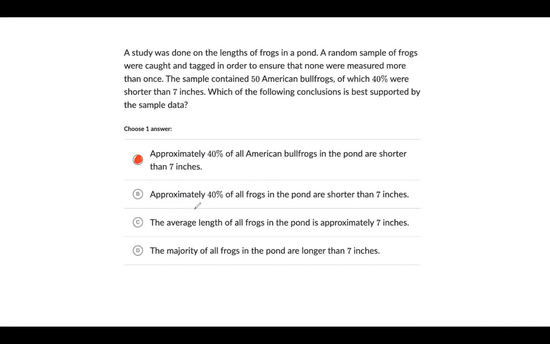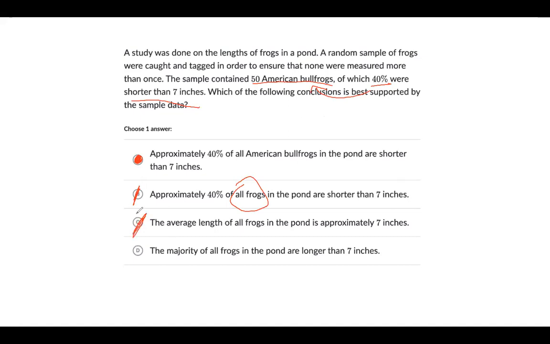And so I'll explain the ones that other people have gotten. So it's not B, because we were talking about American bullfrogs, and only American bullfrogs were less than 7 inches. So we can't say all frogs in the pond are shorter than 7 inches. And for C, the results don't give us any information on the average length of American bullfrogs or all frogs in the pond. So you can't say this.